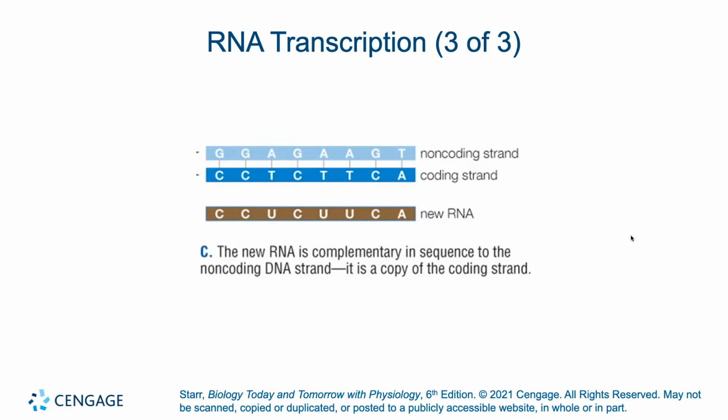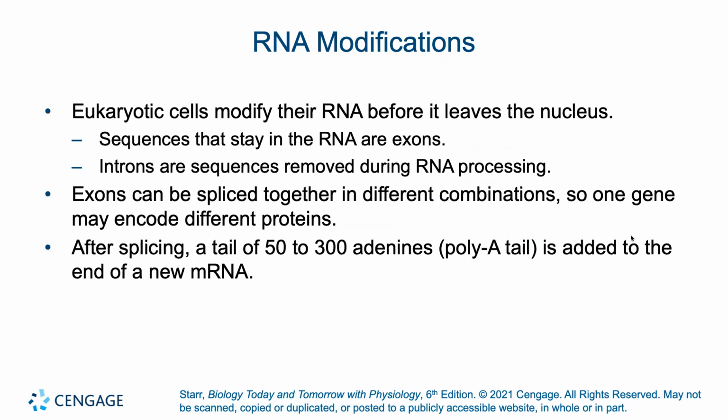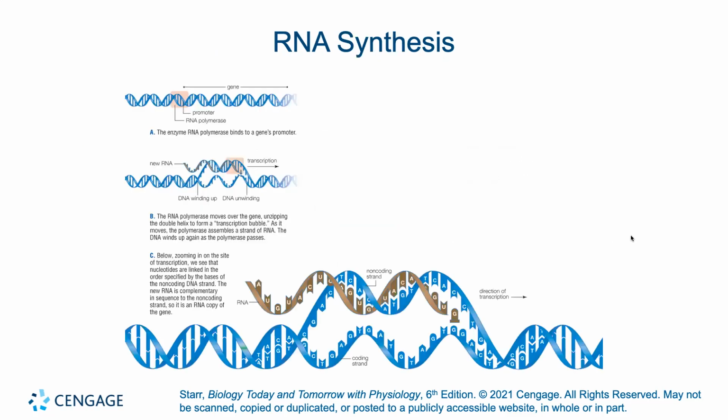Now, there are modifications that take place in eukaryotes before it can be used in translation. And we talked about some of these already. The introns, which are the pieces of information in the gene that do not code for proteins, are removed in a process called splicing, and that happens in the nucleus. And then the exons are stitched together. And then a poly A tail is added to the 3' end, and a 5' methylguanosine cap is added to the 5' end. Now, this is only in eukaryotes.